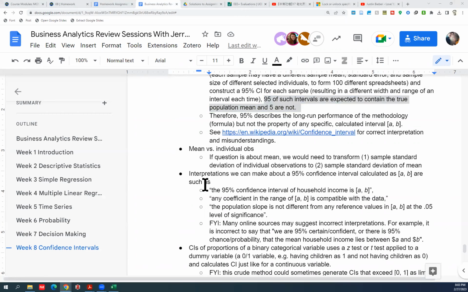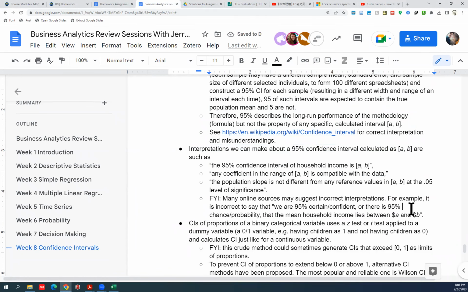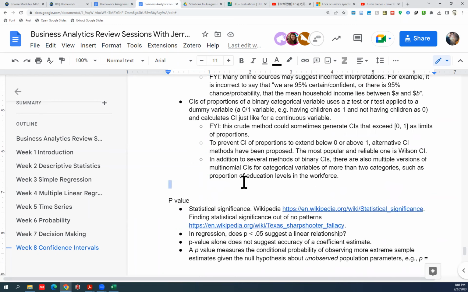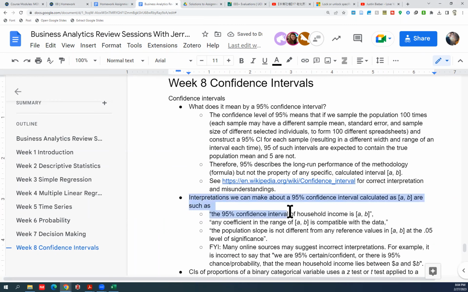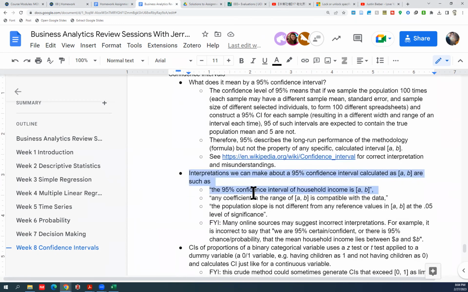Instead, a correct interpretation would be one of these. Let me reorganize them. The interpretation we could make is simply that the 95% confidence interval of house income lies between this, or in our case, the proportion of disapproval would be between 50 to 56%. Or we could also say that any proportion in the range of 50 to 56% is compatible with the data.